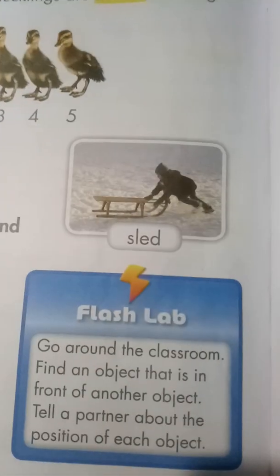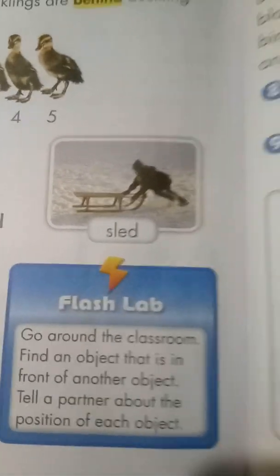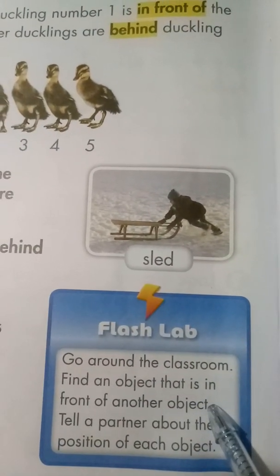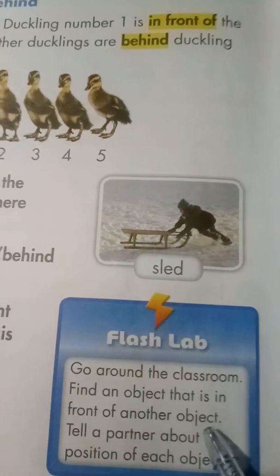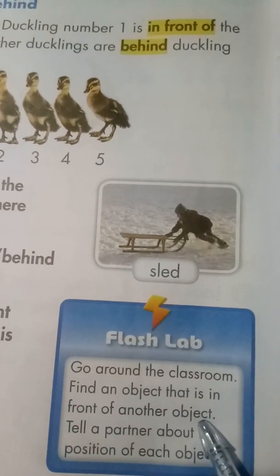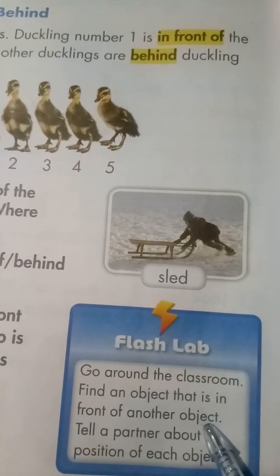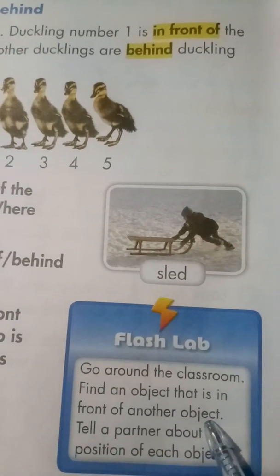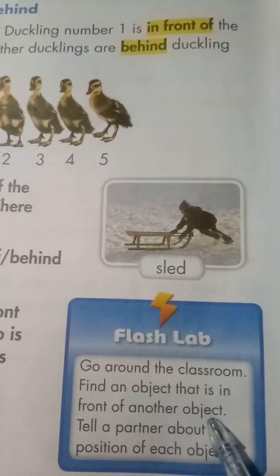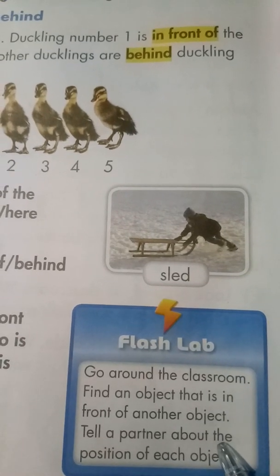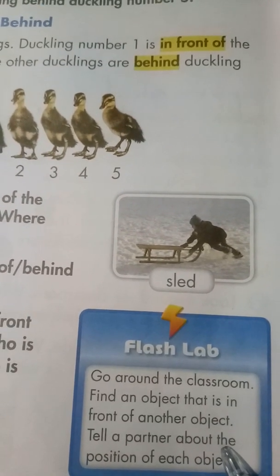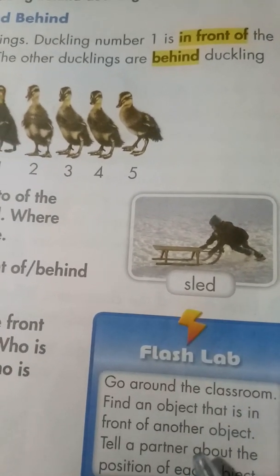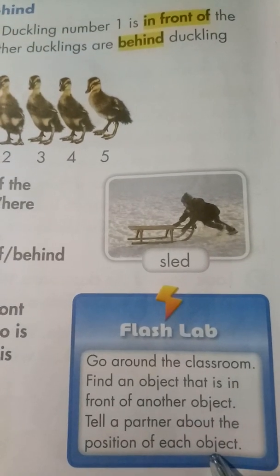Look at this flash lab. Go around the classroom. Find an object that is in front of another object. You have the knowledge about this one. You can write the objects which are in front of you and the objects which are behind you. You have to write these: who is in front of you, and which objects are in front of you and which objects are behind you.